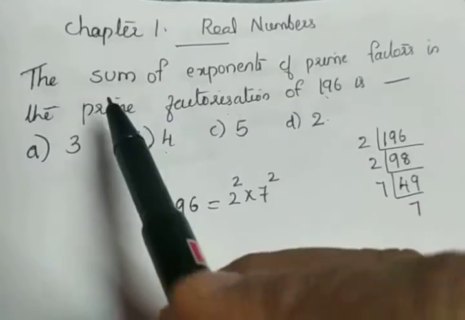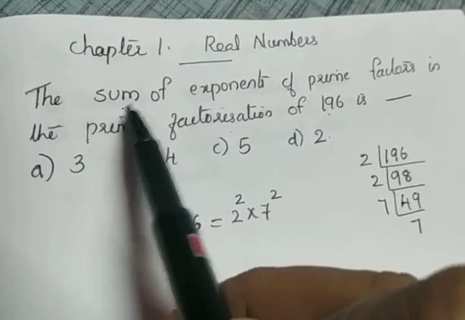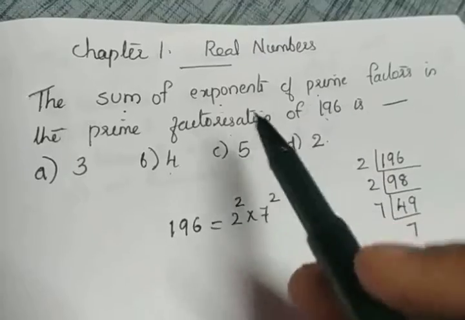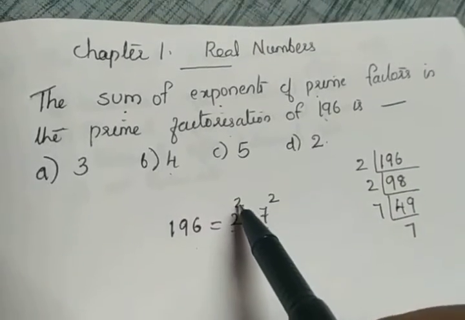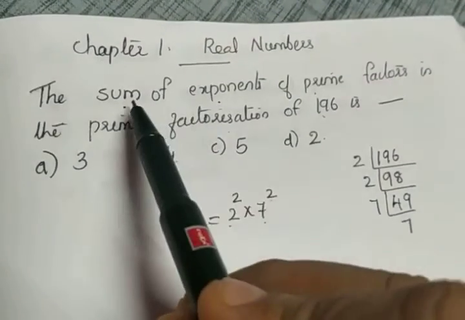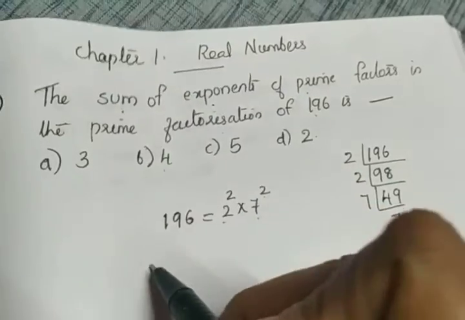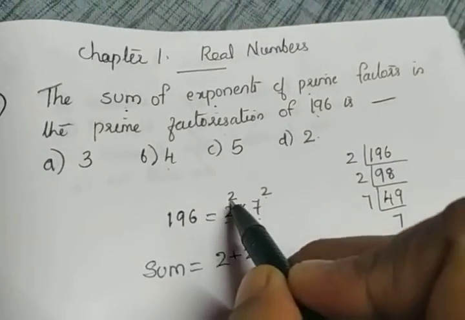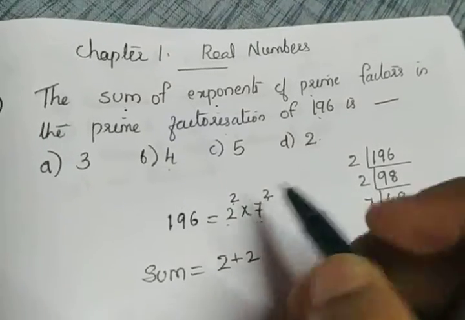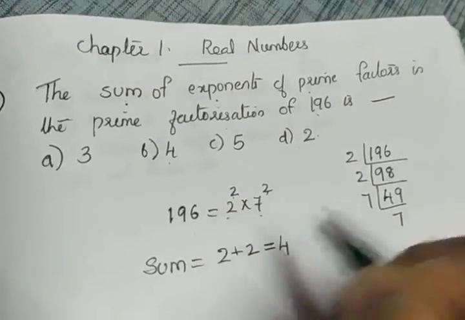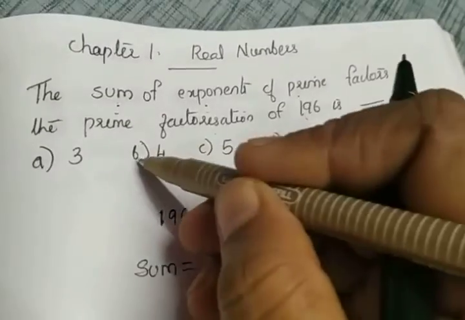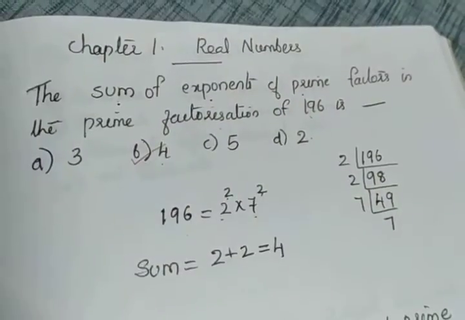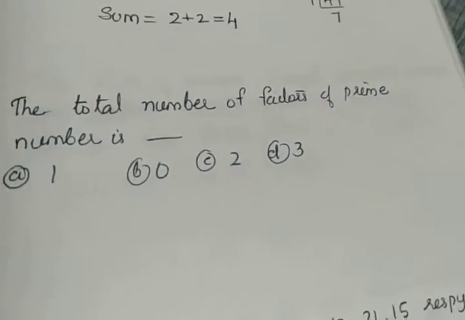Okay, and read the question again. We have to find the sum of exponents of the prime factors. We got the prime factors with the exponents as 2 and 2, and we need to find the sum of exponents. So what will be the sum? The sum will be equal to 2 plus 2. Here the exponent is 2, here also the exponent is 2, so the sum will give you 4. And which is our correct option? Option B.